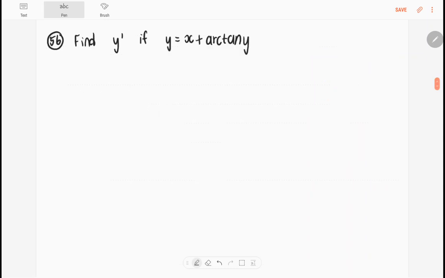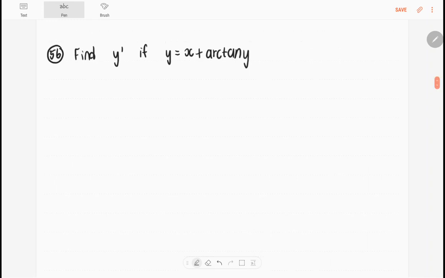Next is number 56, and it says find y prime if y equals x plus arctan y. So arctan y is simply the same as inverse tan of y. Right, so here the important thing to note is that we don't have y explicitly in terms of x. In other words, we have a y on the left and on the right, and it's not possible for us to isolate y and write it on its own on the left.